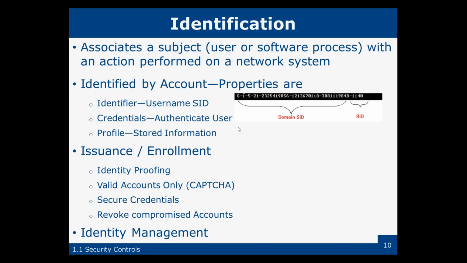And then issue and enrollments is we need identity proofing. Do we know who this user really is? When you sign up on the internet, a lot of times they want an email address, a valid email address to do those things. Valid accounts and the CAPTCHAs that they use help us prove that we're human, because you have to type these things in. It's to prevent robots from going out and making multiple accounts to take up those areas.